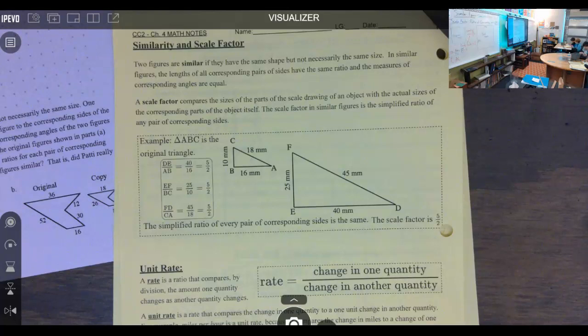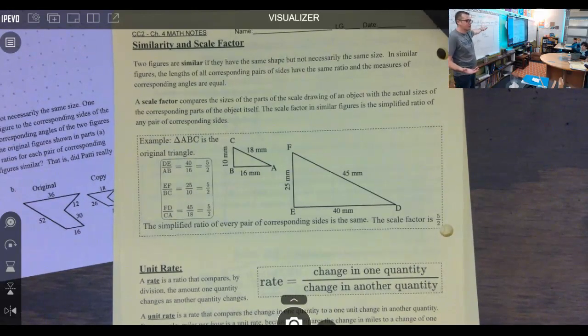Scale factor is just the ratio. Guys, the ratio. We've been doing ratios all year long. Ratios are fractions.